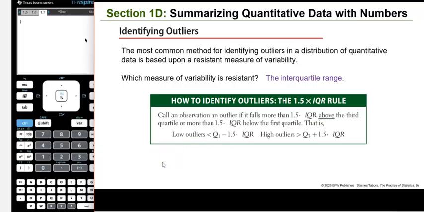On the AP, that's the 1.5 IQR rule. If they say the 2 IQR rule, it'd just be the same thing but multiplied by 2. So same formula basically. Occasionally they'll ask you about something else, but this is the most common for sure.